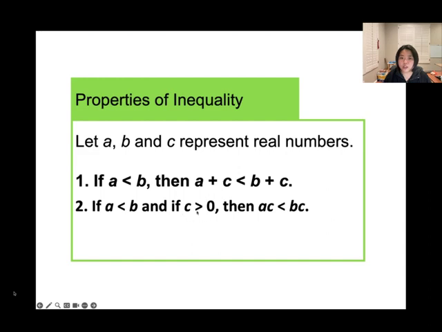What if C is a negative number? If C is less than 0, which is a negative number, when you multiply by the negative number here, you need to reverse the direction of the inequality. Strictly less than becomes strictly greater than. Okay? It also applies for division. When you divide by a negative number, you're going to reverse the direction of the inequality as well.